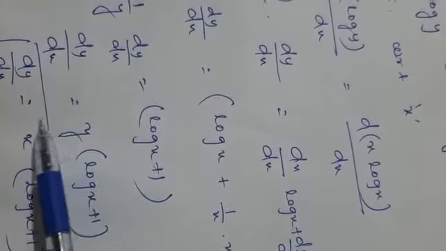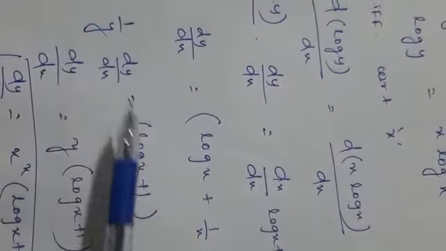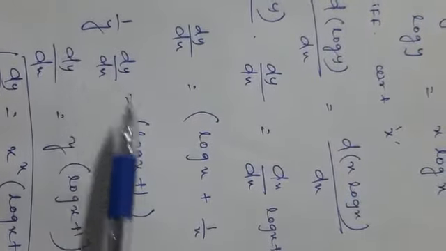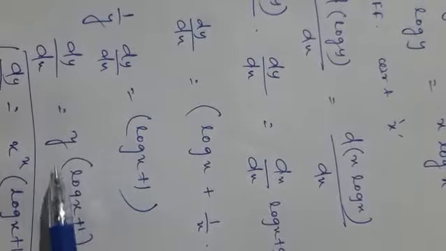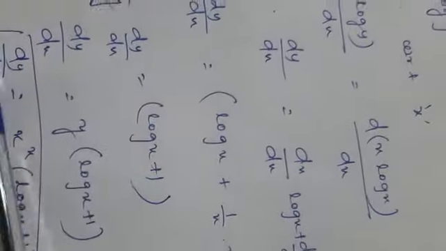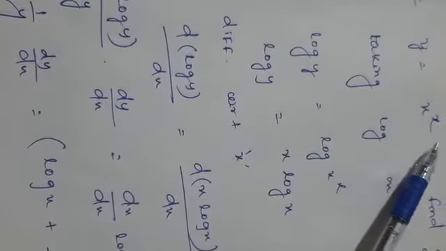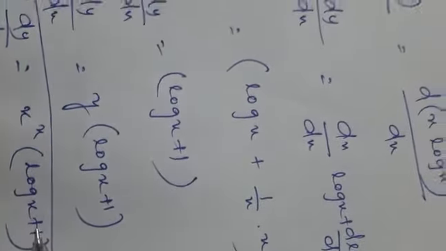Taking y to the other side: y is divided here, so it will be multiplied. So dy by dx equals y into (log x plus 1). What is the value of y? y is equal to x to the power x. So substituting the value of y, dy by dx equals x to the power x into (log x plus 1). So this is the answer.